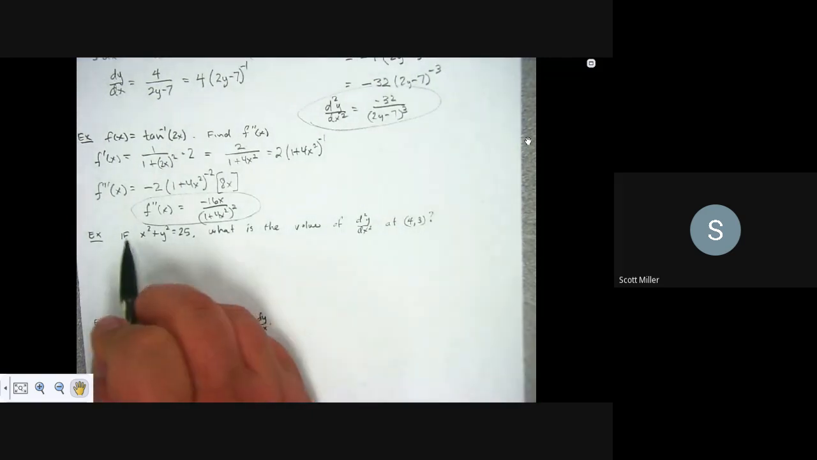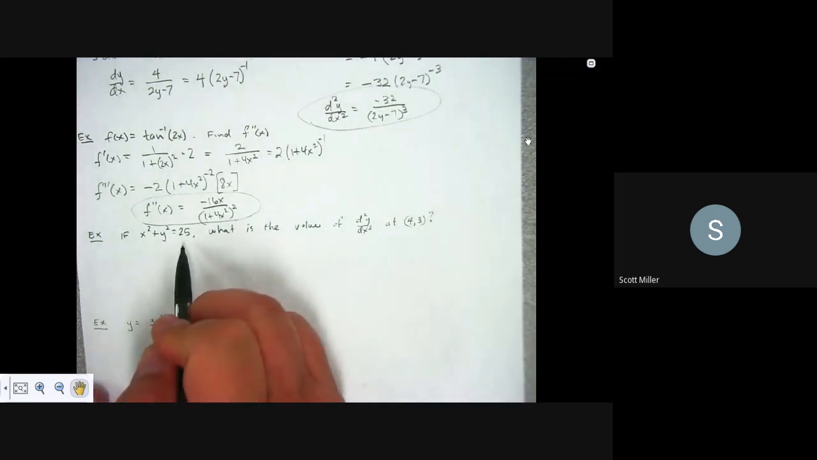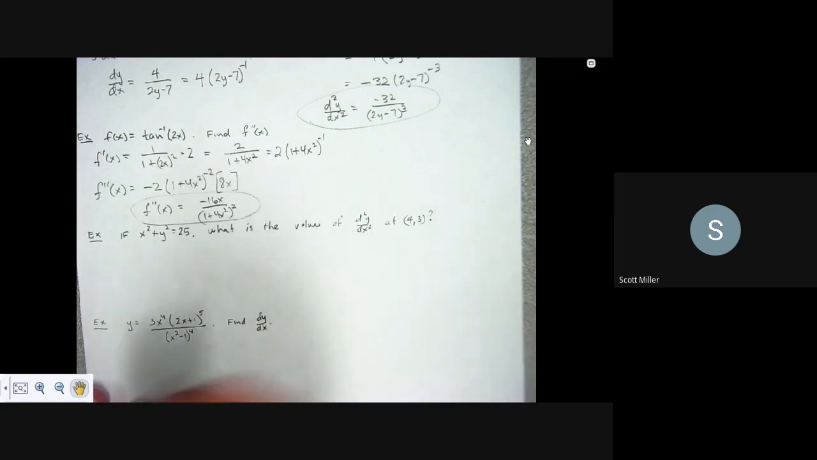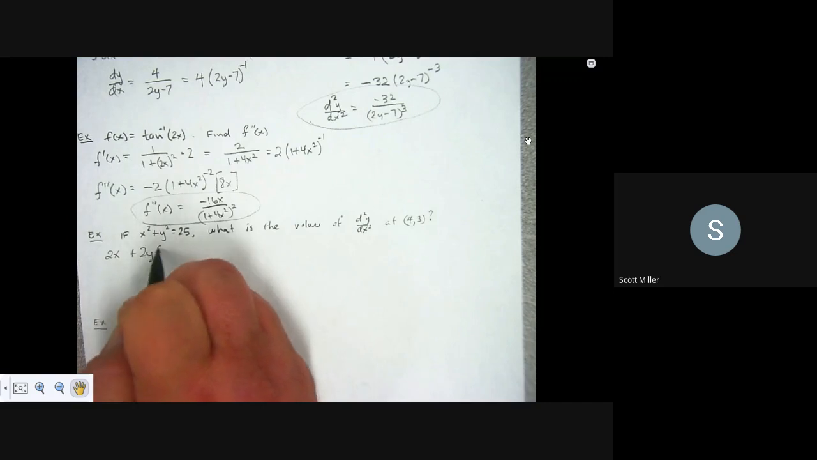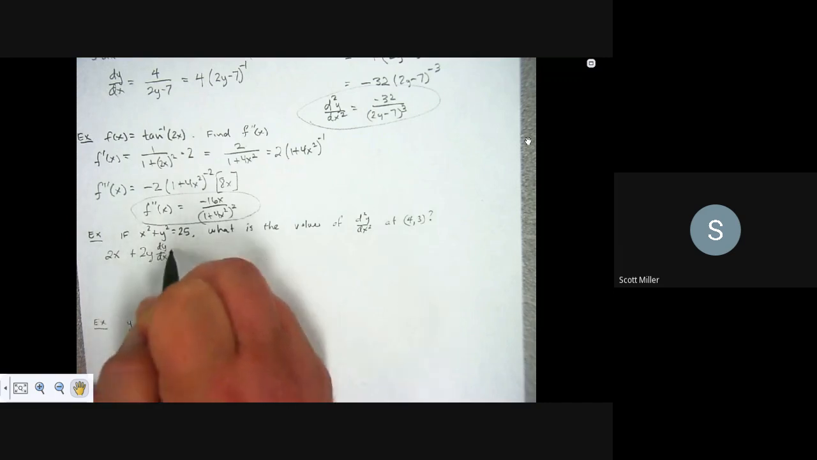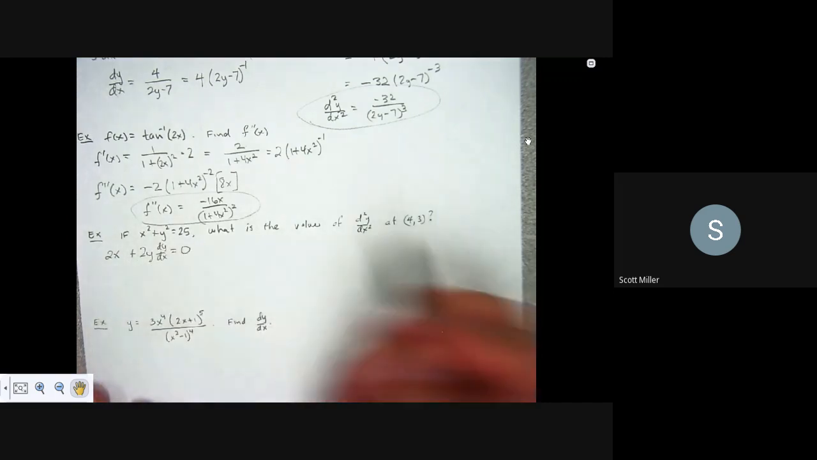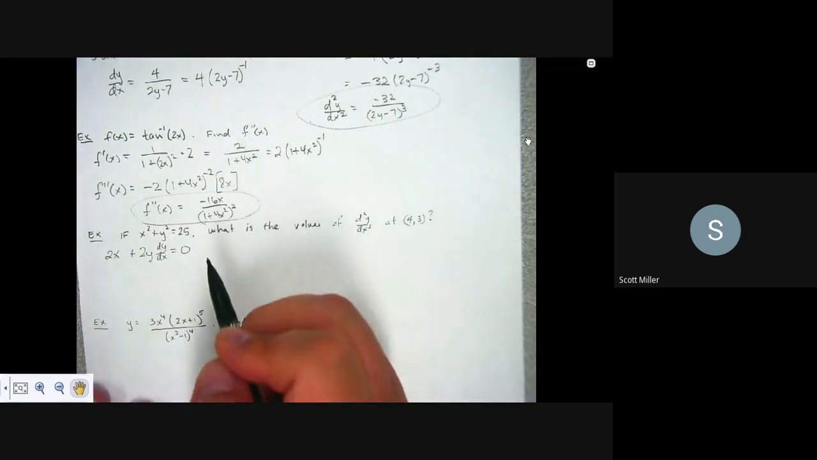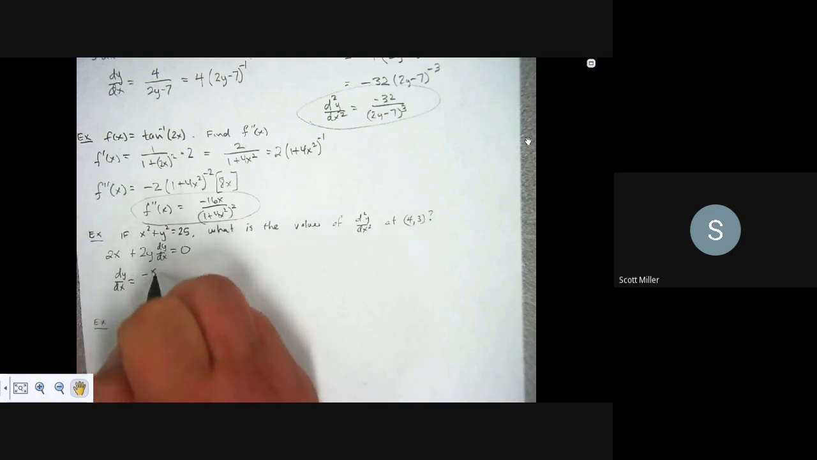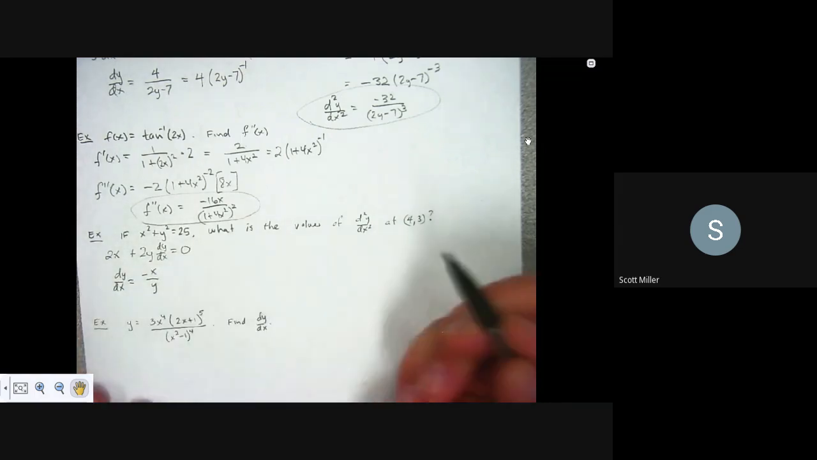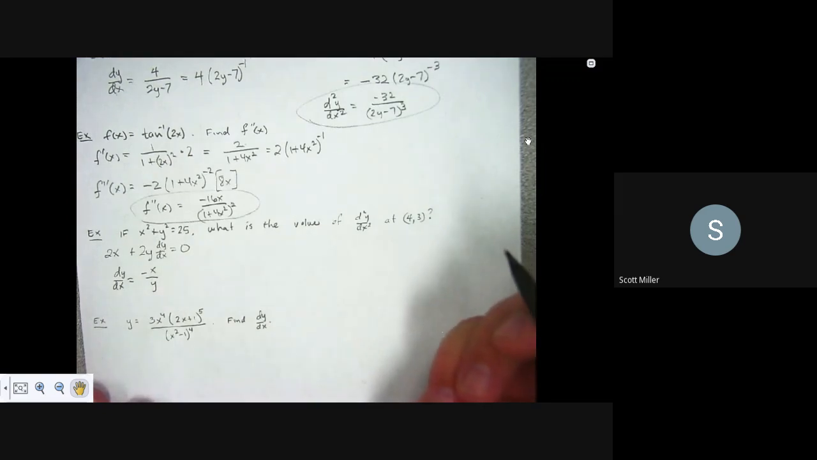So I need to take the derivative of this with respect to x, because I want to get to the second derivative. Starting off, I'm going to have 2x dx/dx plus 2y dy/dx equals 0, because the derivative of the constant is 0. Moving this along, I'm going to solve for dy/dx, and I get dy/dx equals negative x over y. So that is dy/dx.